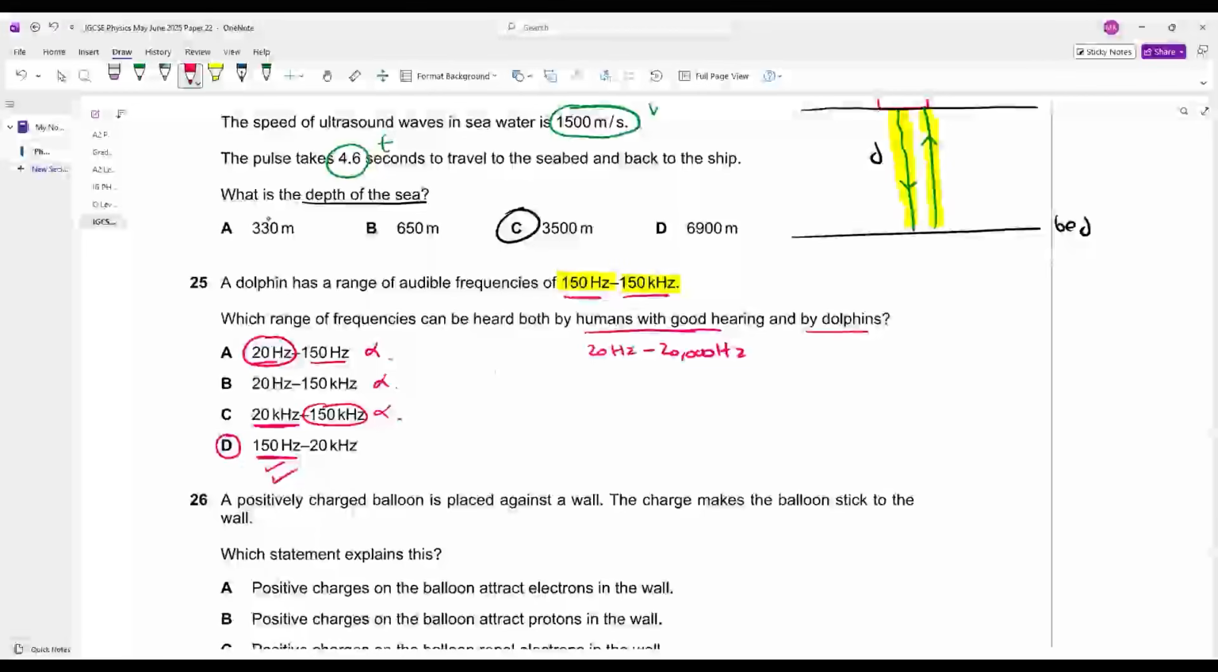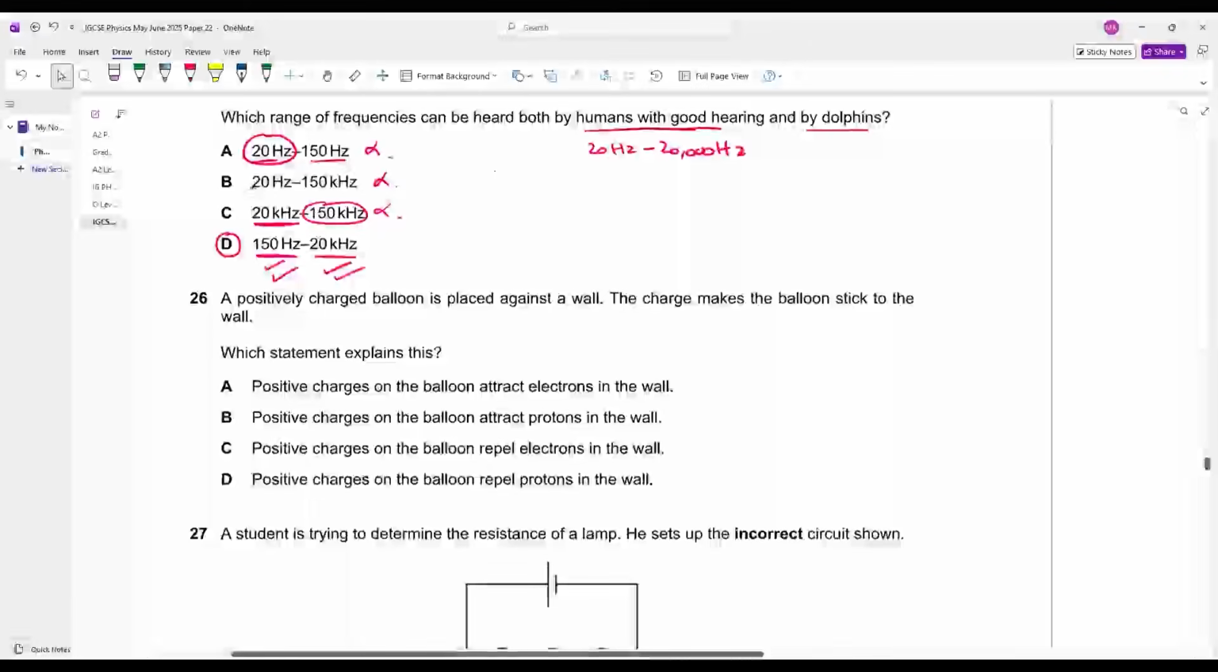Both the humans and dolphin can hear this. Then you have 20 kilohertz. Both the humans and dolphin can hear this. D is your answer.